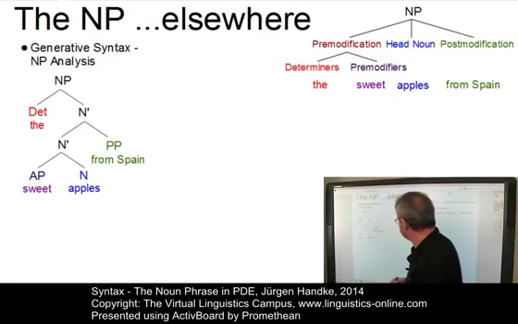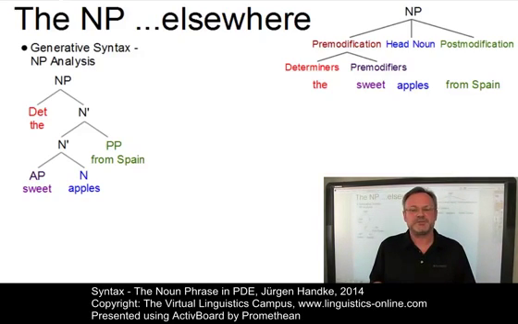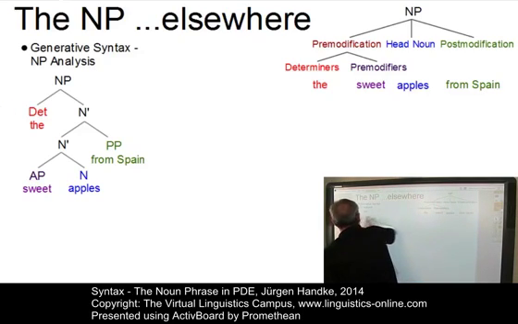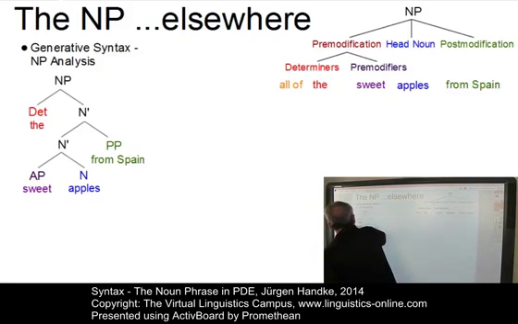This is the traditional X-bar syntax representation with a determiner, N-bar slot, which is recursive, a prepositional phrase as a post-modifier from Spain, the adjectival phrase which has been left unanalyzed here, and the head noun apples. But what happens if we add a predeterminer such as all or all of, or a post-determiner such as a genitive construction? Well, let's do that. So for example, if we add all of, we would classically analyze it as a predeterminer. Oops, there we are. But what would we do over here?